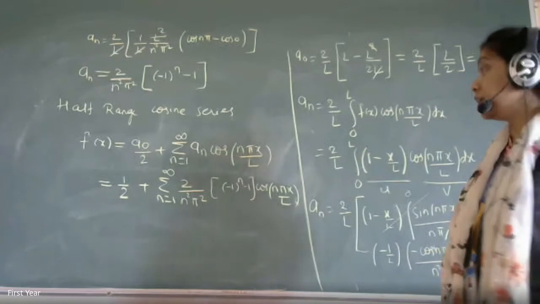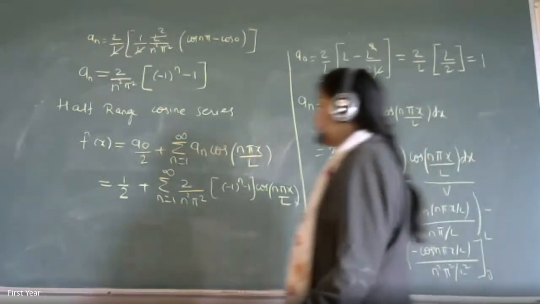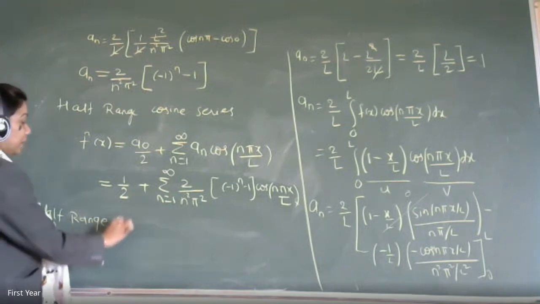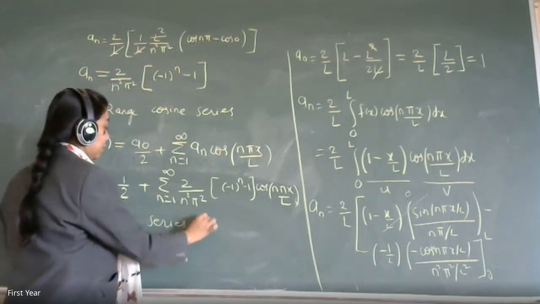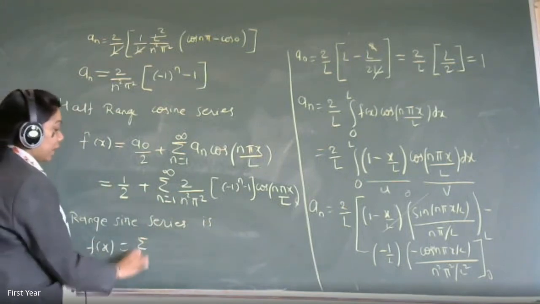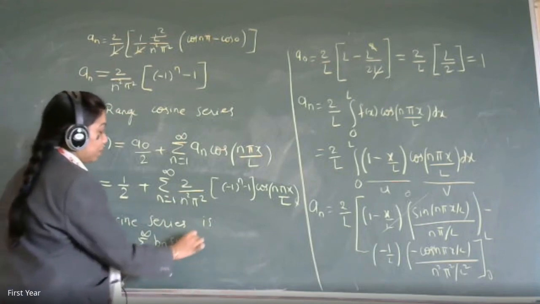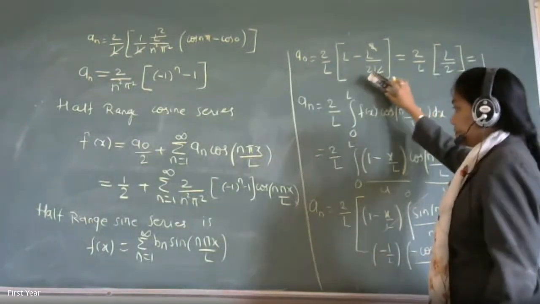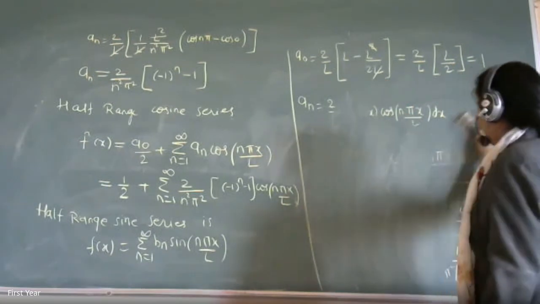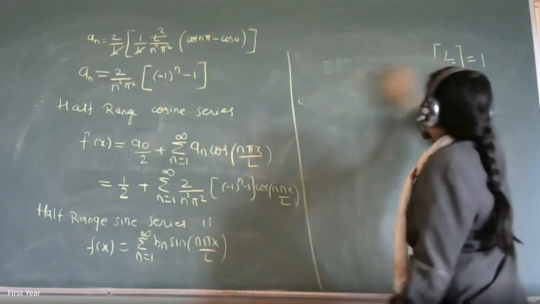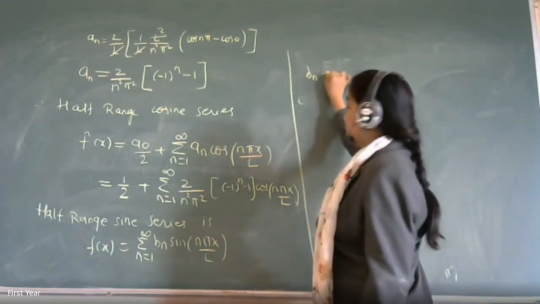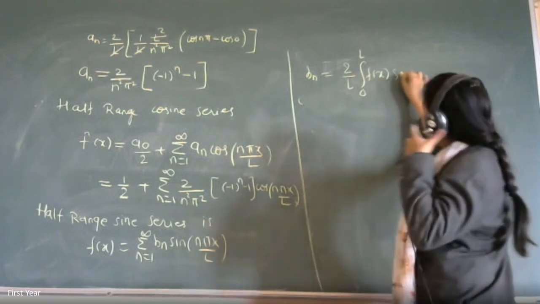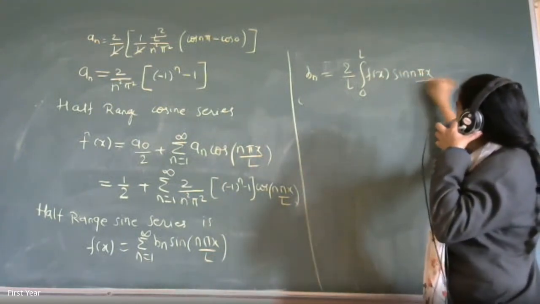So try to find half-range sine series, please. So only difference will be now you have to find b n. So half-range sine series is f of x equal to summation n from 1 to infinity b n sine of n pi x by L, where you have to find the value of b n. b n is equal to 2 by L integration 0 to L f of x into sine of n pi x by L dx.